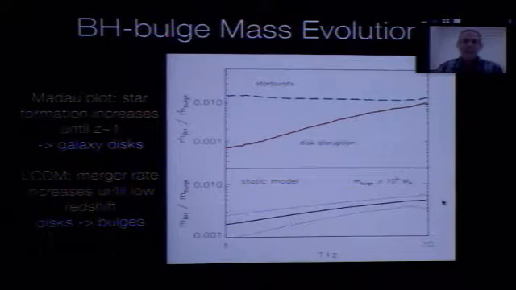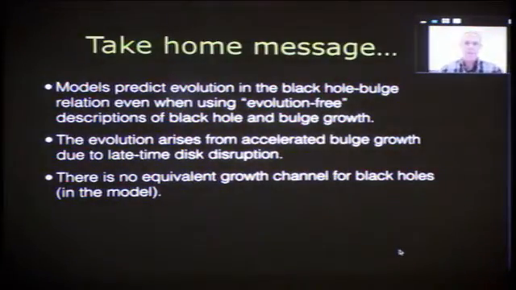And I had not expected that, and I don't think anyone had expected that at the time. It came out of a model that had no evolution put into it. So models predict that there's an evolution in the black hole bulge relation, even when using an evolution-free description of black hole bulge growth. And this comes from the accelerated bulge growth.